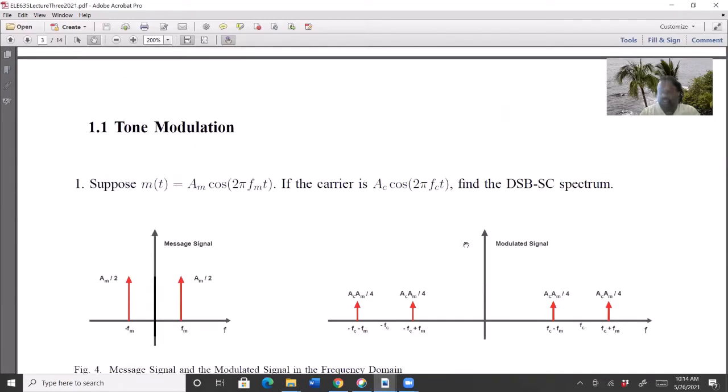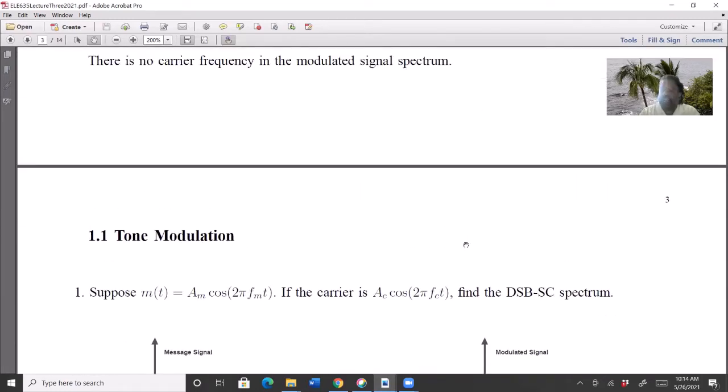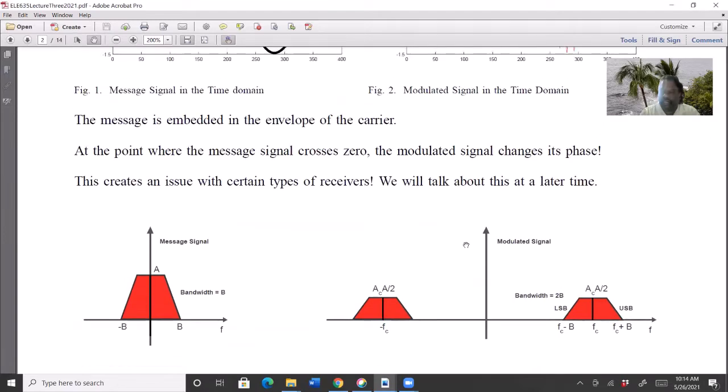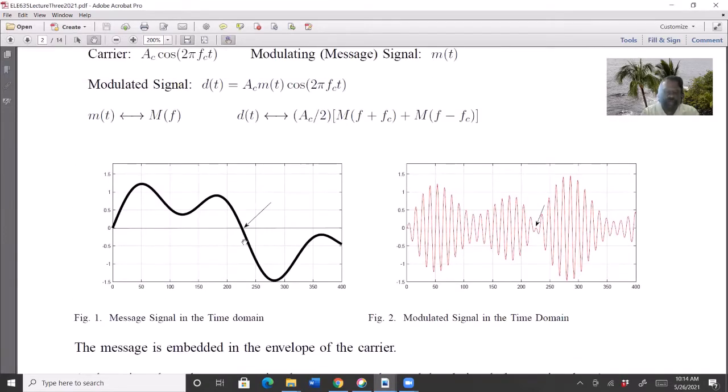Because if someone has a cheap receiver that uses envelope detection, they must be able to demodulate the signal correctly. And that is not possible here, because audio signals always cross the zero axis. I explained this. Whenever the message signal crosses the zero axis, there is a problem. So even though we study DSB-SC, radio stations are not allowed to transmit that.